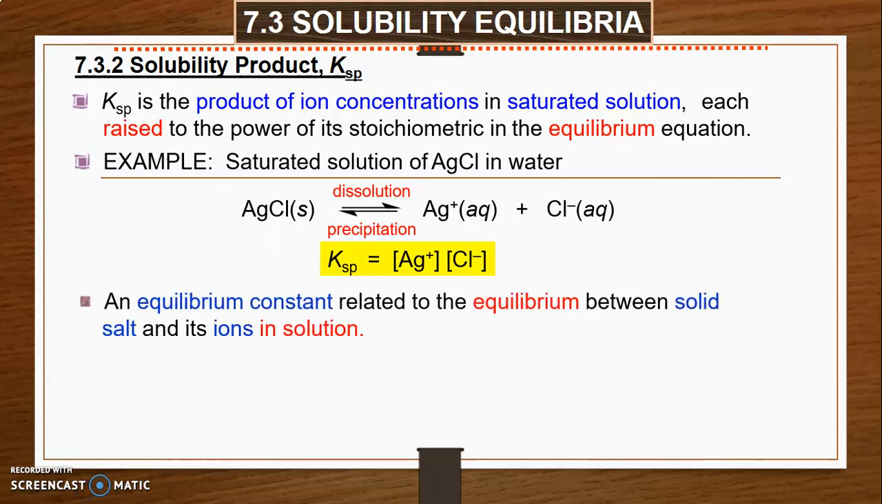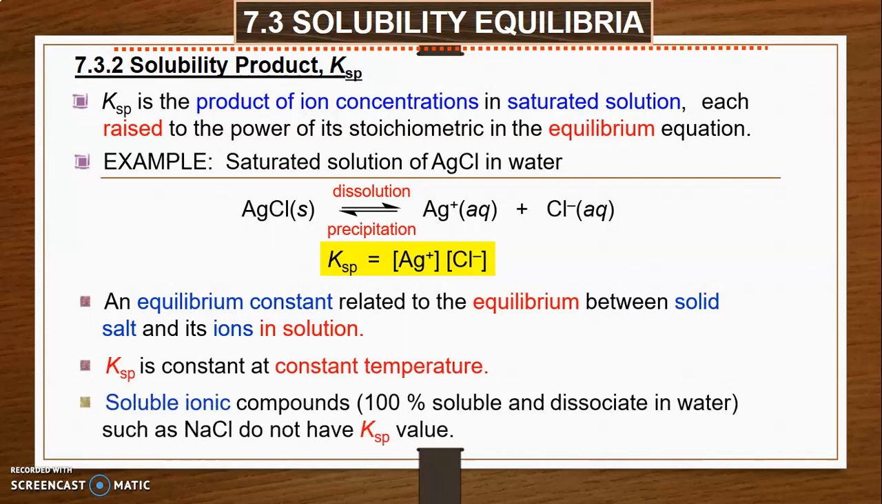Ksp is an equilibrium constant related to the equilibrium between the solid salt and its ions in the solution. And at constant temperature, the Ksp value is constant. But soluble ionic compounds such as sodium chloride don't have any Ksp value because they are 100% soluble and dissociate in water completely.